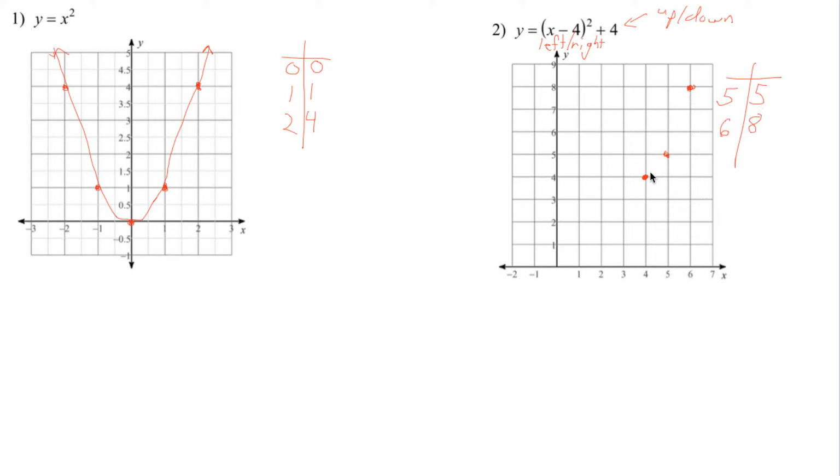And again, we remember parabolas are symmetric. So we can put a point across from this one and a point across from this one. And there we see we still have that same parabola shape. So it's a little rough drawing there, but a parabola, their vertex is at 4, 4.